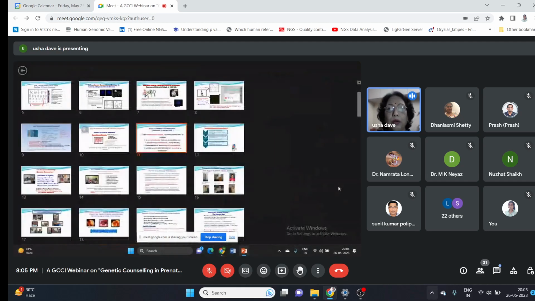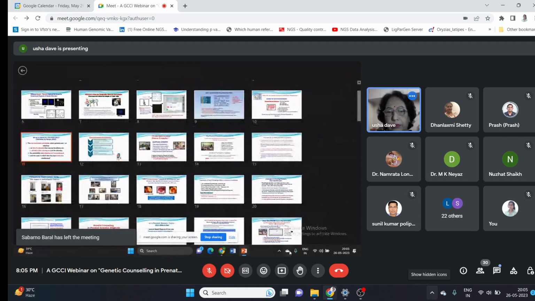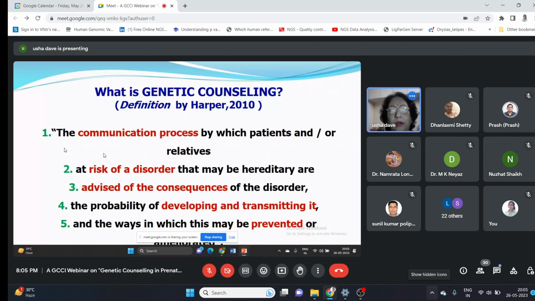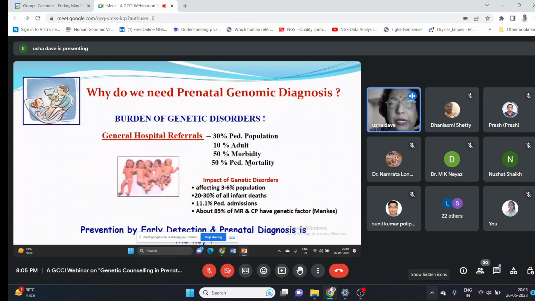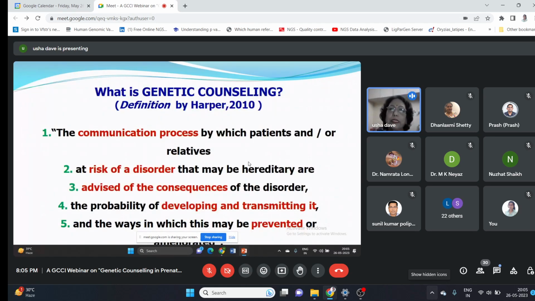Okay. So if we see the genetic counseling, what is genetic counseling? It's not a test, it is a communication process, and we know very well that you have to have a skill and empathy along with it when you are there as a genetic counselor.